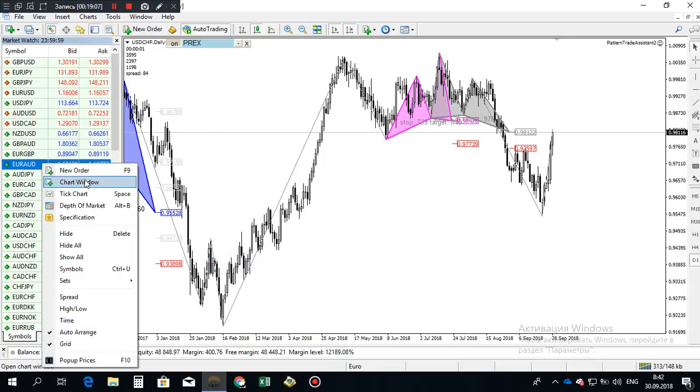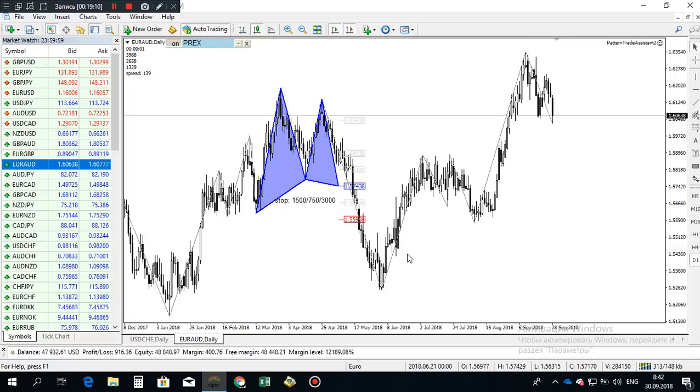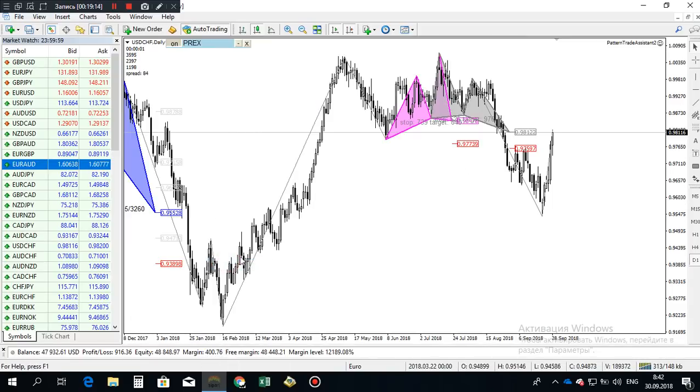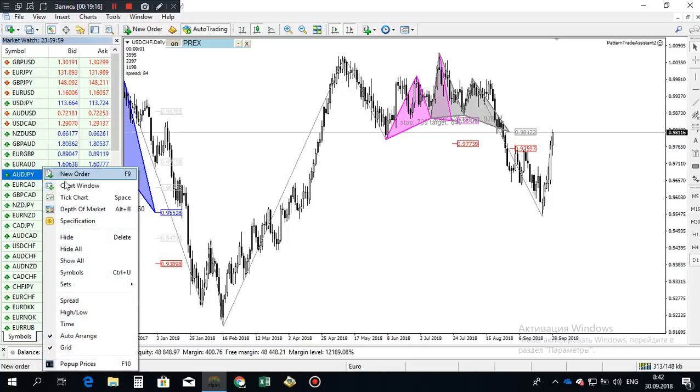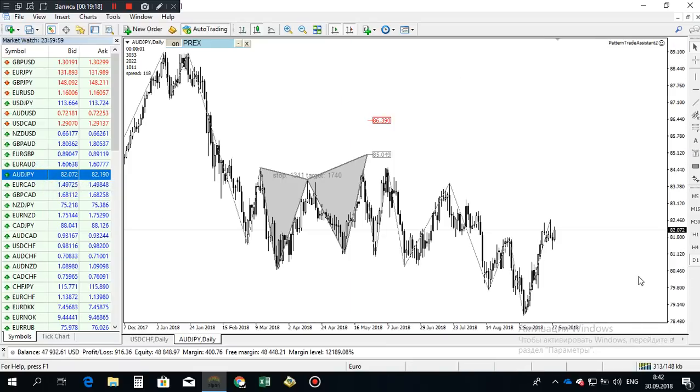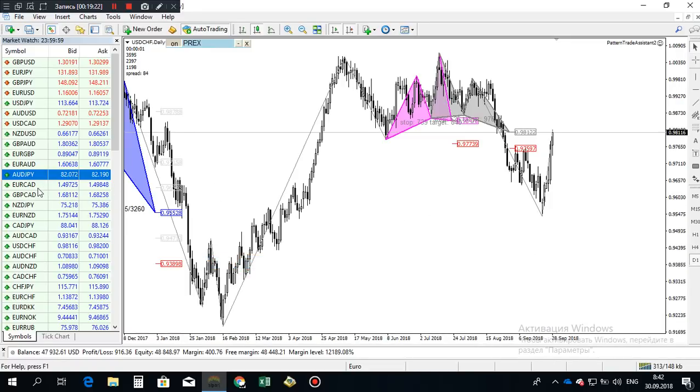No trading setups. Euro Aussie, nothing. Aussie Yen, nothing. Euro Canadian.